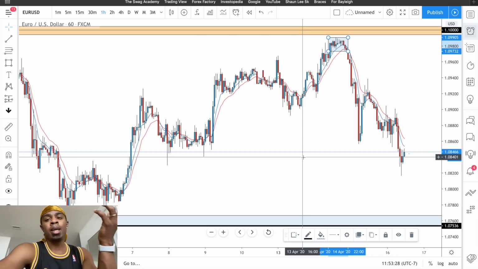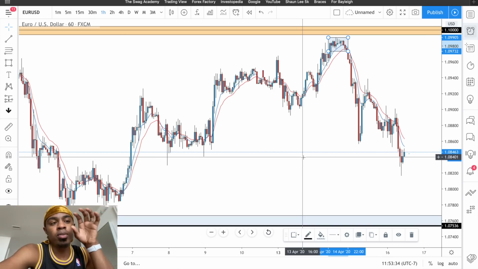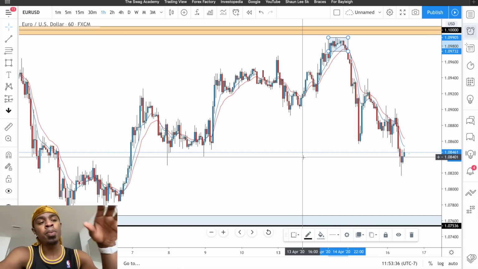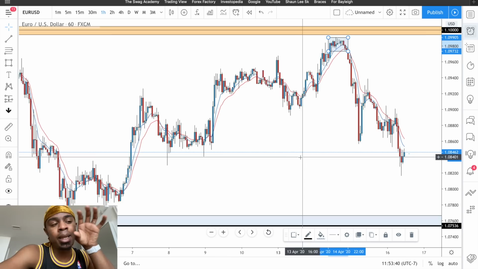It won't, you know what I'm saying? It won't break structure and then continue to go in the direction that you predicted. It won't do that. And you have to know structure. A lot of people don't know structure and they place their stop loss anywhere and they take profit anywhere as opposed to aligning it with structure.